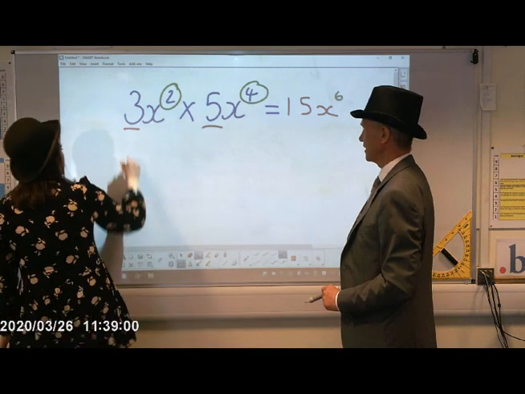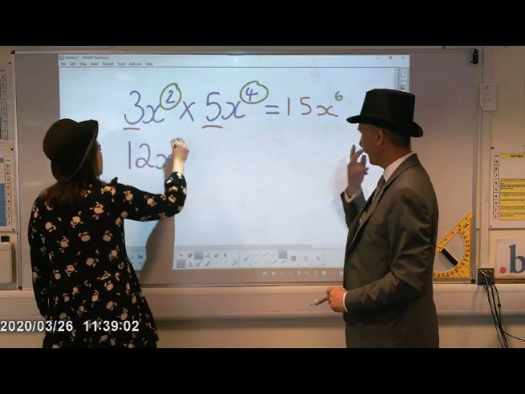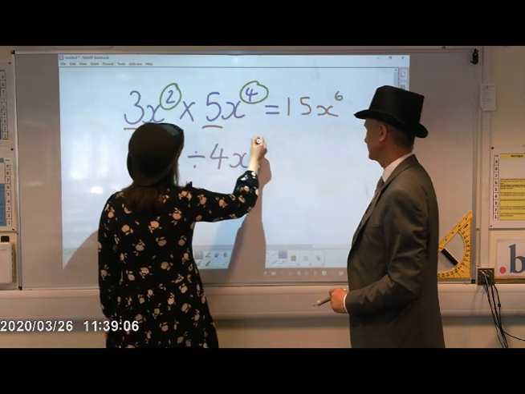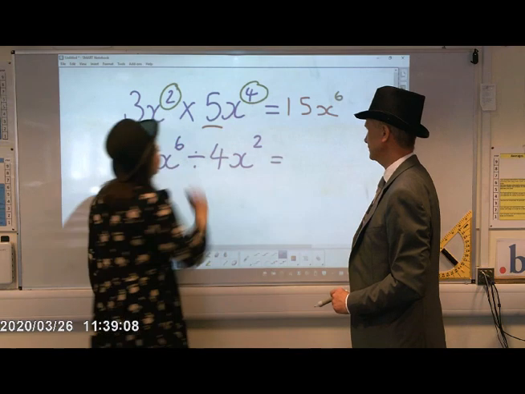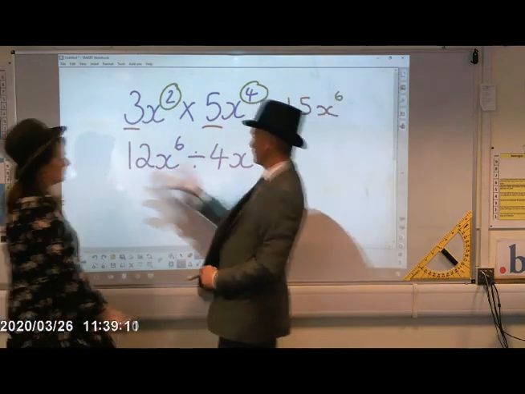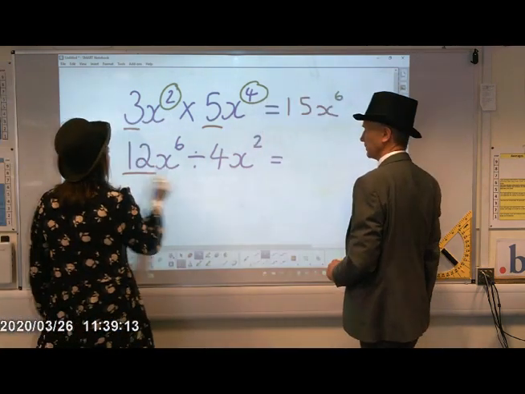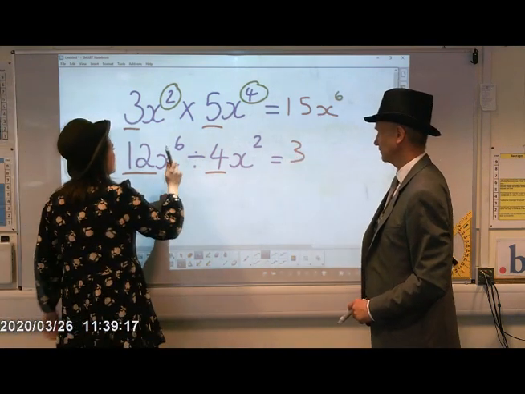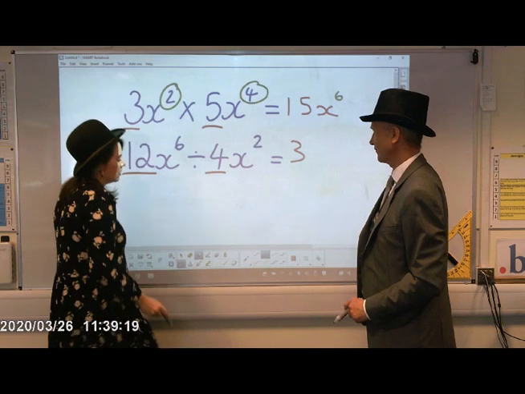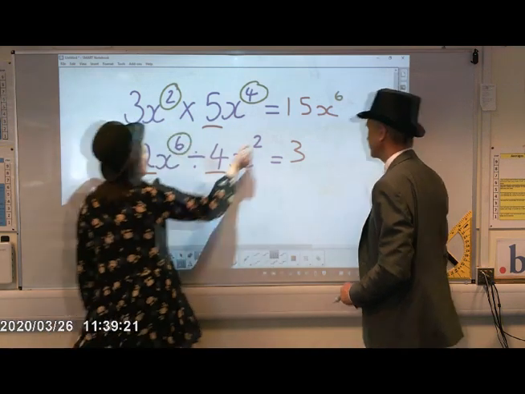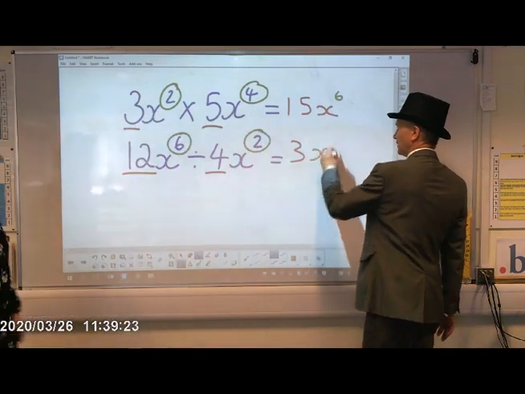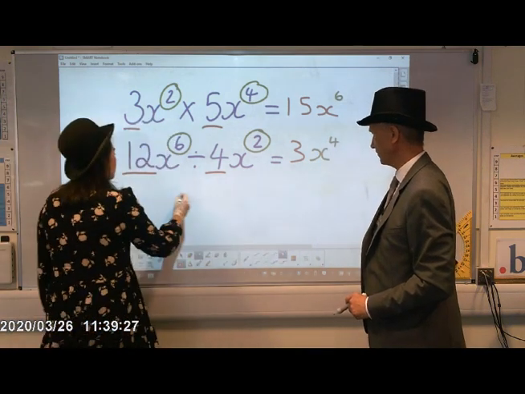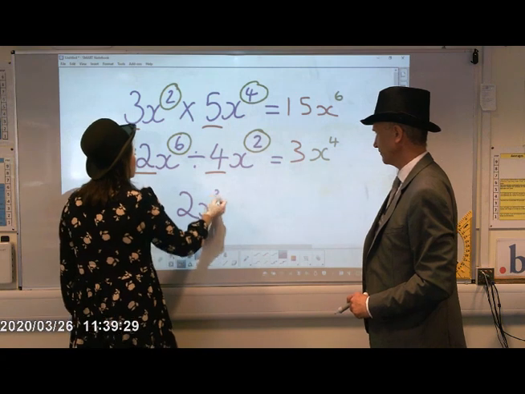Okay, so let's go with the divide. I'm going to write my divide like this. So we're going to divide the 12 and the 4 as normal. 12 divided by 4 is 3. Lovely. And then we've got our powers. So we've got x to the 6 divided by x to the 2. So you're going to minus those 2 and you're going to get x to the 4. Lovely.